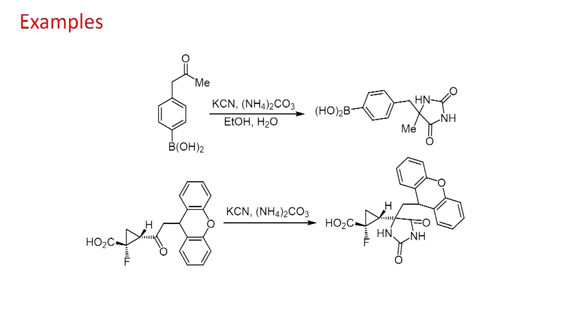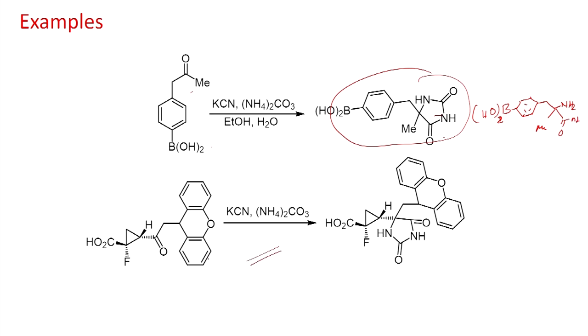Here some examples are shown. If you look at this ketone, it can be readily converted into this derivative. Once you have this one, when you do the hydrolysis, you will be able to form the corresponding amino acid as a product. And similarly, in another example shown, the reaction of this ketone with ammonium carbonate and cyanide ion also can be converted into this. This can be further hydrolyzed to the corresponding amino acid derivative.